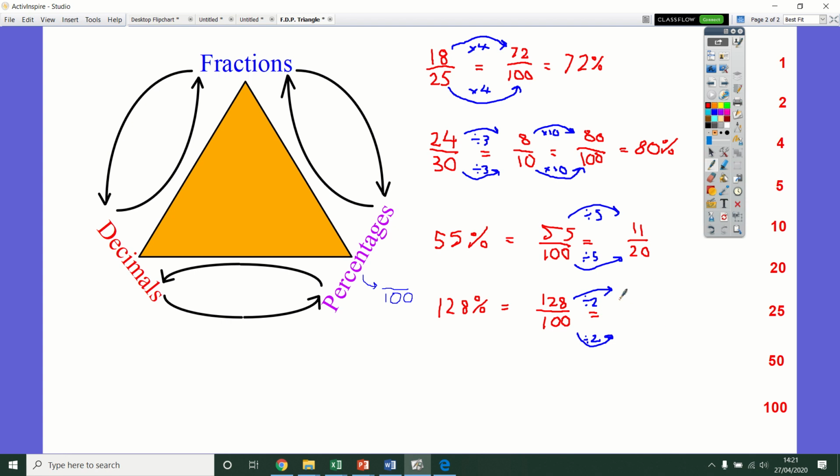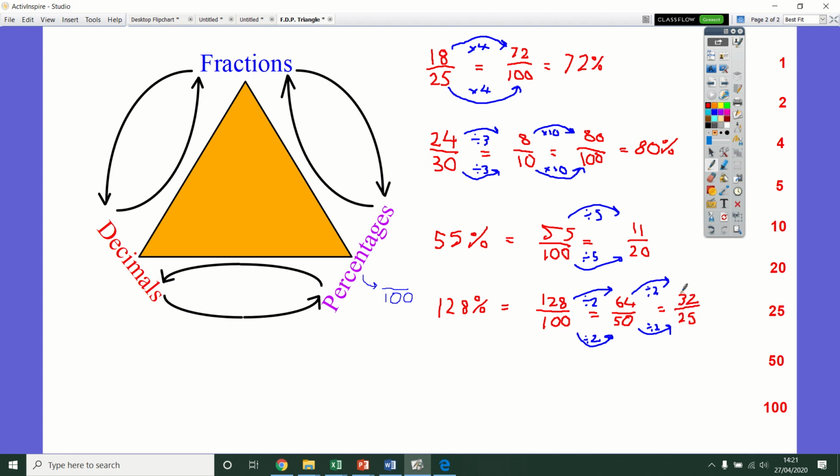So this equals 64 on the top and 50 on the bottom. Now let's see if we can reduce this down any more. Both of these numbers are still even, so I can still divide them by 2 again. So that makes it cancel down to 32 on the top and 25 on the bottom.